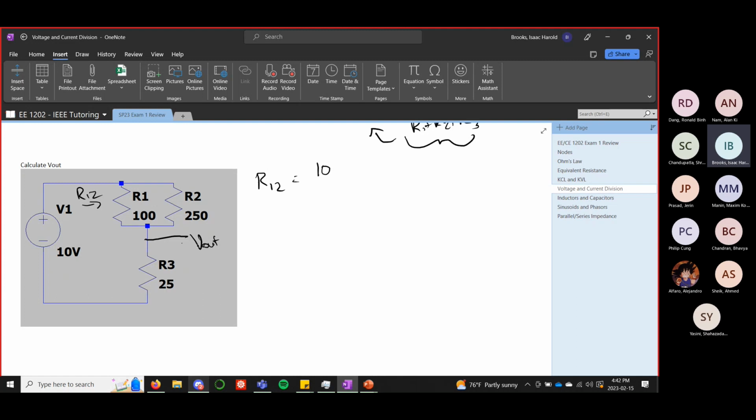We could do 100 times 250 over 100 plus 250. And that equals, anybody got it? I'm getting 71.4. Okay, so we can redraw this circuit.